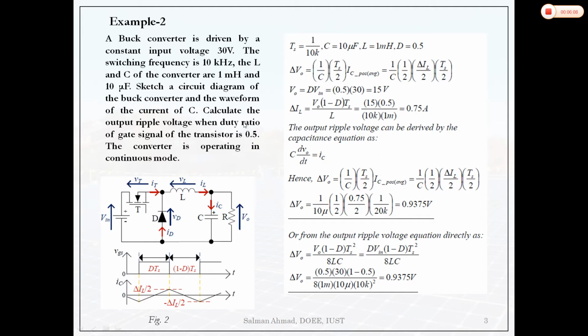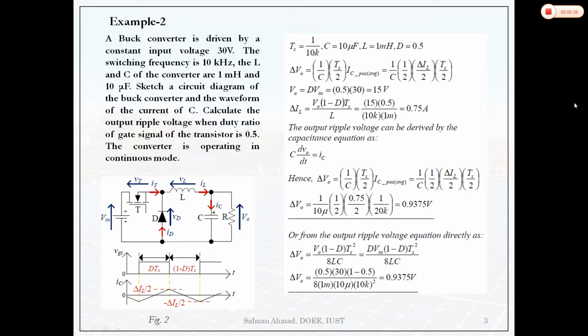Now we know that delta V naught is equal to 1 upon C times the area of that triangle, if you remember, for the buck converter in continuous conduction mode. So this is nothing but delta Q divided by C, which will give delta V naught. Delta Q is half base into height, delta IL upon 2 times TS upon 2. Now all these parameters are given in this numerical. So delta IL you can write as VO times (1 minus D) TS upon L.